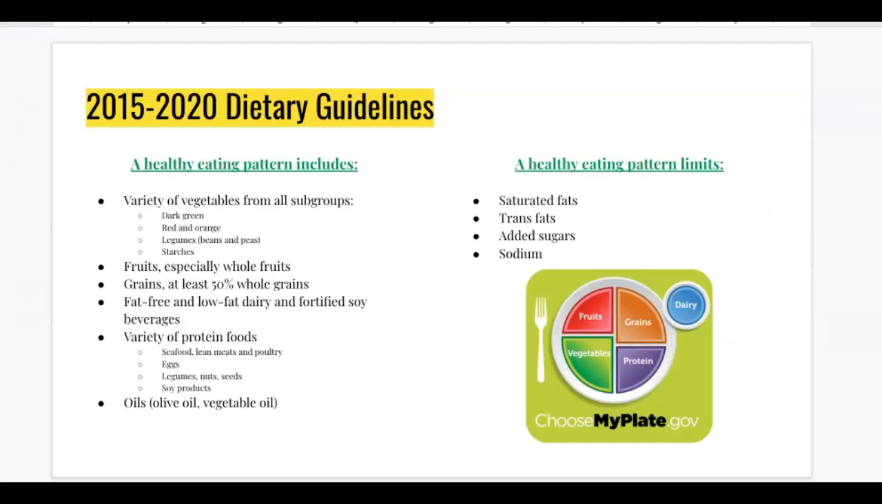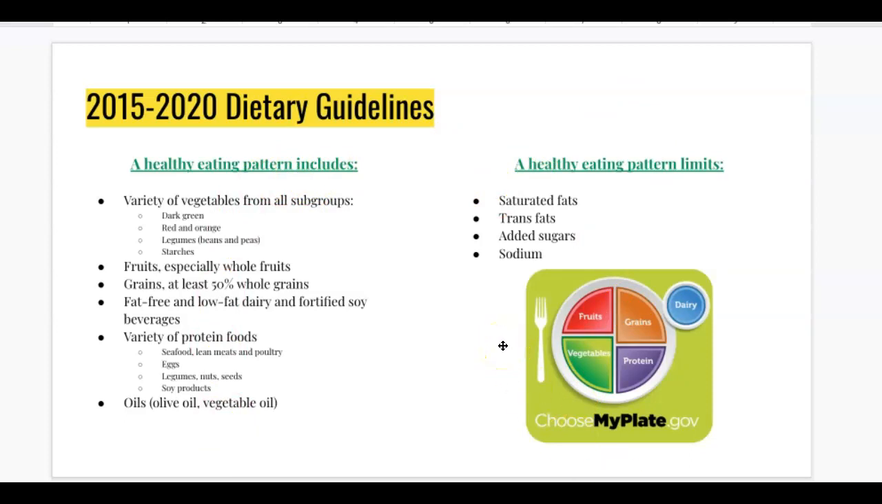So since we don't have the updated DGAs, we're going to take a look at the 2015 to 2020 dietary guidelines. I think one of the big points to make is that the dietary guidelines aren't incredibly prescriptive and specific, only in certain instances. So what they do is they make comments like a healthy eating pattern includes all of these great things, while a healthy eating pattern limits some of these things. So they're not saying that to be healthy, you have to eat these things, and to be healthy, you have to never eat these things.